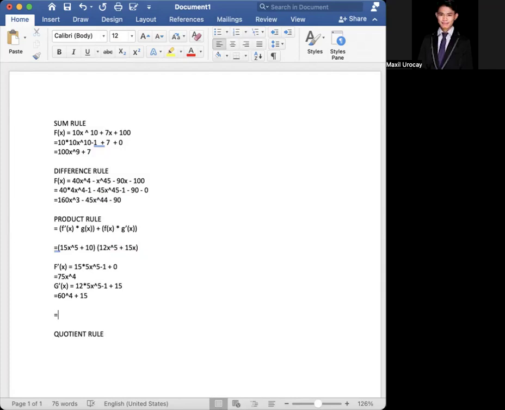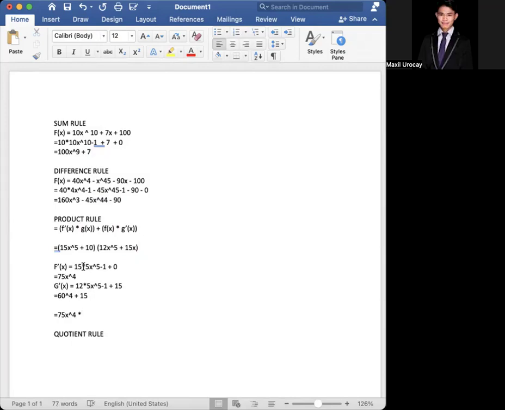Now you can use the formula already. The formula given earlier is actually this one, so we can use that already. What is the f prime of x? That is 75x to the power of 4. And then plus, times the g of x.